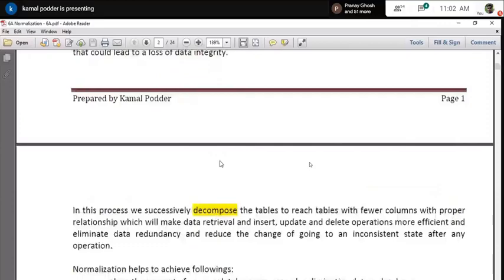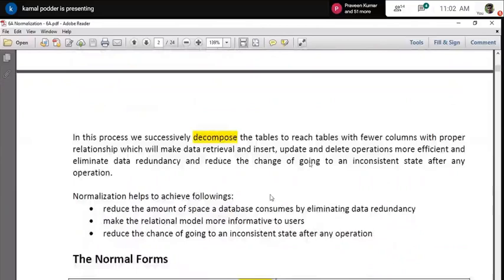So what is the actual process? In this process, generally we successively decompose the table to reach tables with fewer columns with proper relationships, which will make data retrieval and insert, update, and deletion operations more efficient, eliminate data redundancy, and reduce the chance of inconsistency. That means if those types of anomaly do not occur during the operation, there is no chance of inconsistency. Because when you are designing, you should keep the data in such a way that it is not inconsistent.